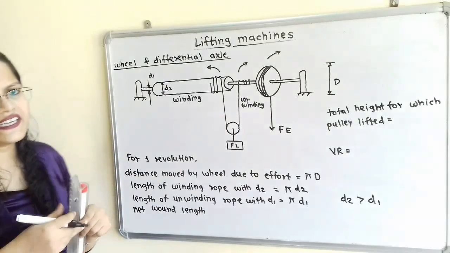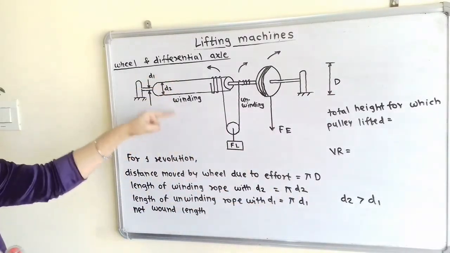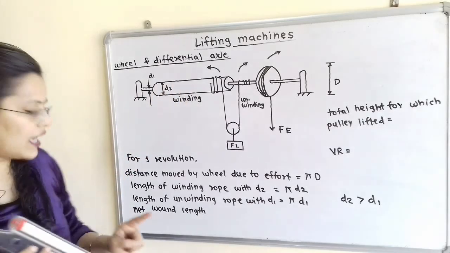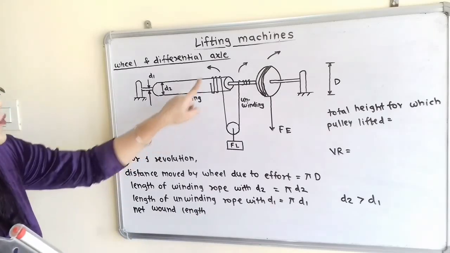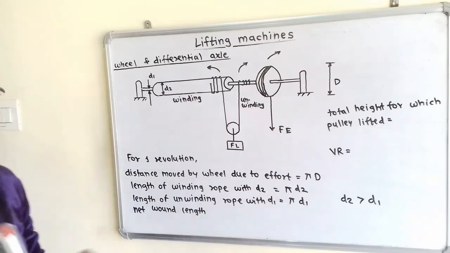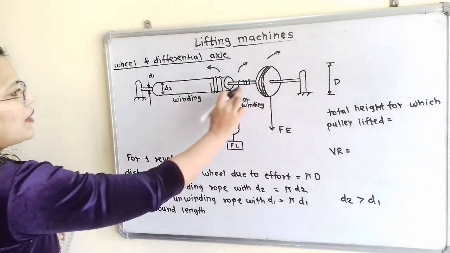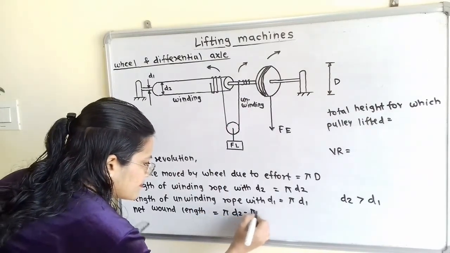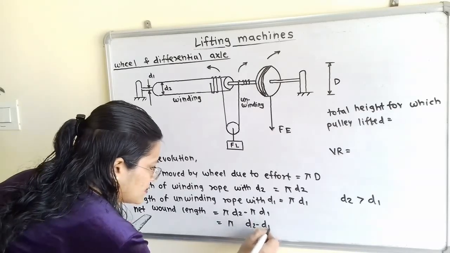So what is the net effect? If we observe, d2 is greater than d1, so the net effect is winding, and we have to find out the net wound length. So how to find it out? Both are in the opposite direction, so we will give a negative sign. So the net wound length is equal to pi d2 minus pi d1. So we will simplify this to pi into d2 minus d1.